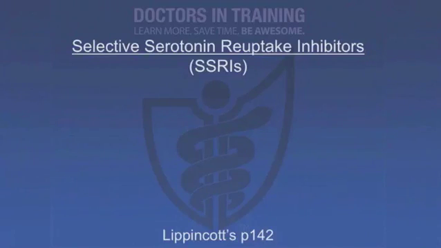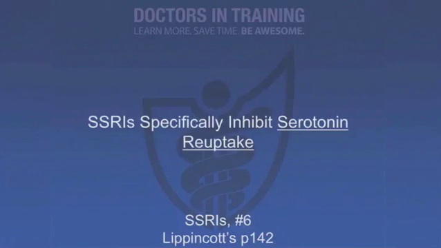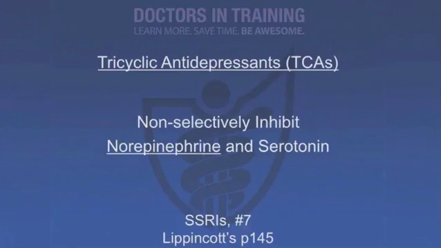Now let's specifically talk about selective serotonin reuptake inhibitors. This is a group of chemically diverse antidepressant drugs that specifically inhibit serotonin reuptake. You can contrast this group with the tricyclic antidepressants that non-selectively inhibit norepinephrine and serotonin. The common side effects associated with tricyclics, such as orthostatic hypotension, sedation, dry mouth, and blurred vision, are not commonly seen with SSRIs because of their selectivity for the serotonin receptor.